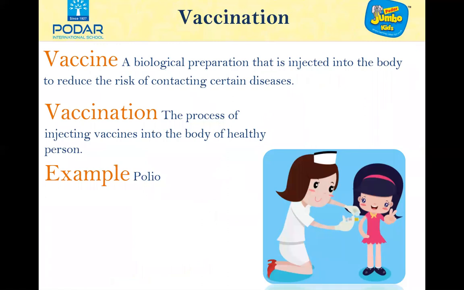Vaccination. A vaccine is a biological preparation that is injected into the body to reduce the risk of contracting certain diseases. And vaccination is the process of injecting vaccines into the body of a healthy person.